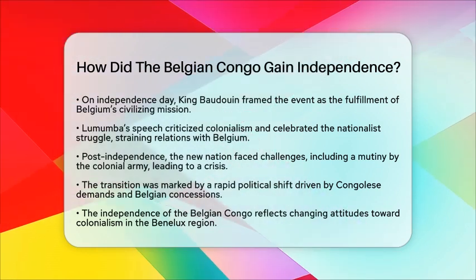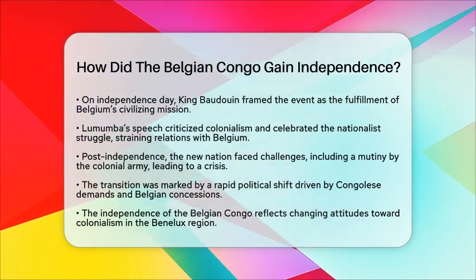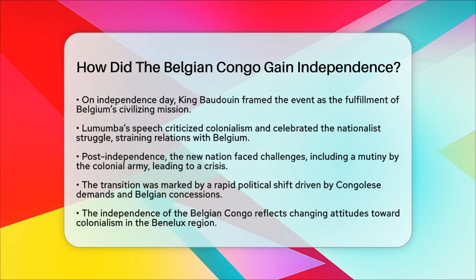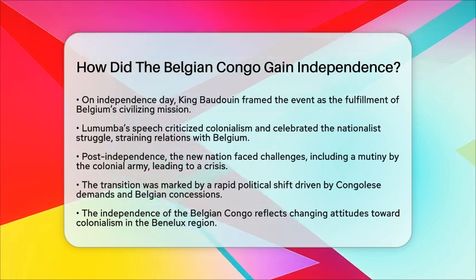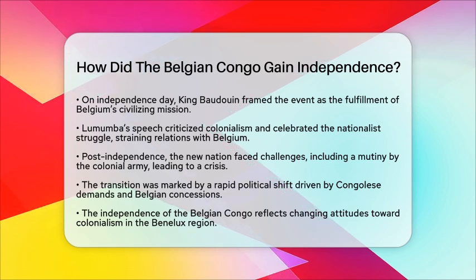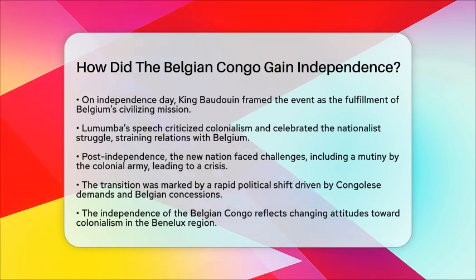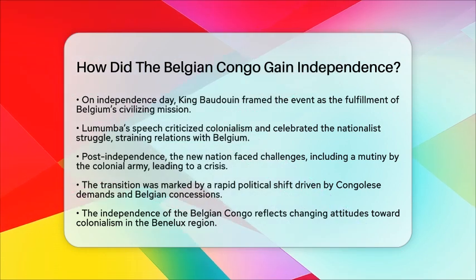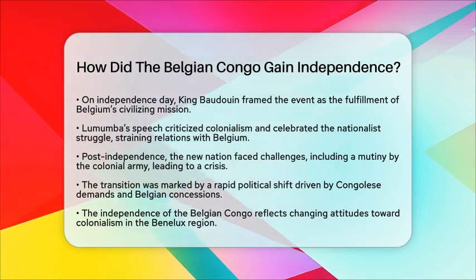From the perspective of the Benelux region, the Belgian Congo's independence was a significant moment. It reflected changing attitudes toward colonialism and the limits of Belgium's colonial policies. The event remains a critical chapter in the shared colonial history of Belgium and the broader Benelux region.